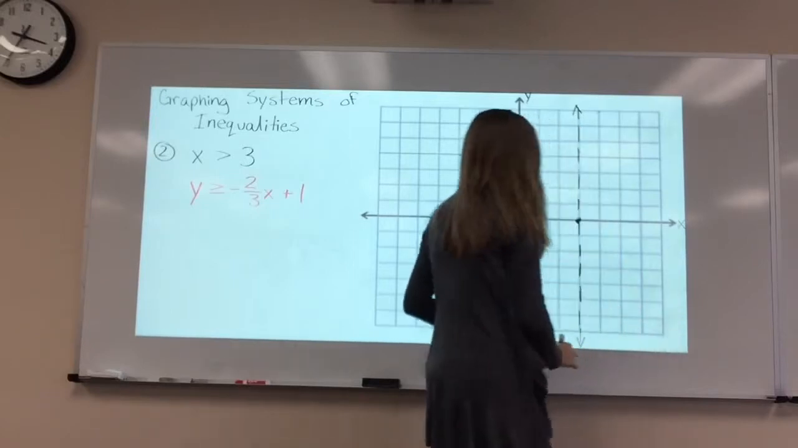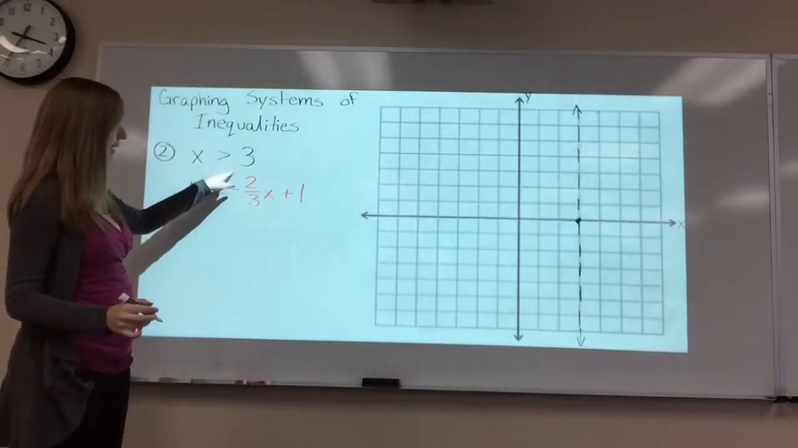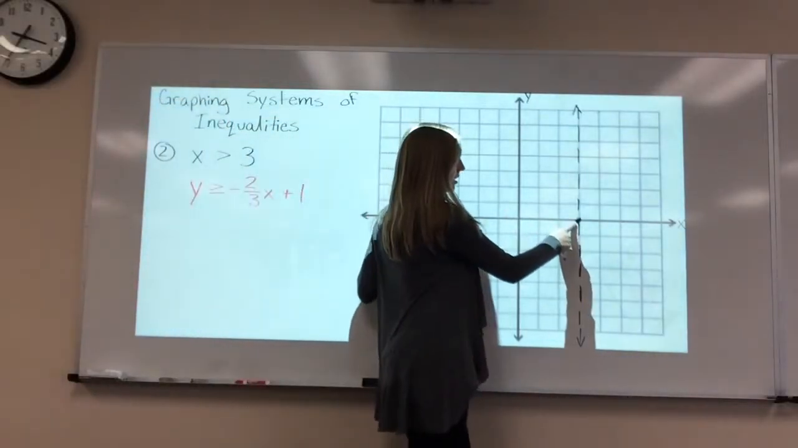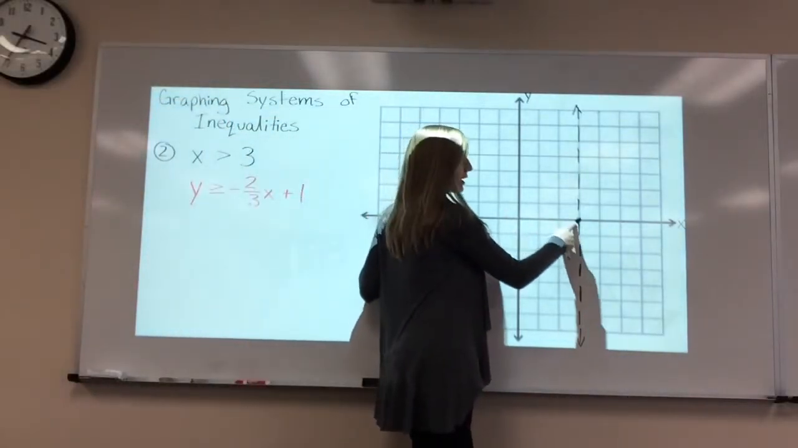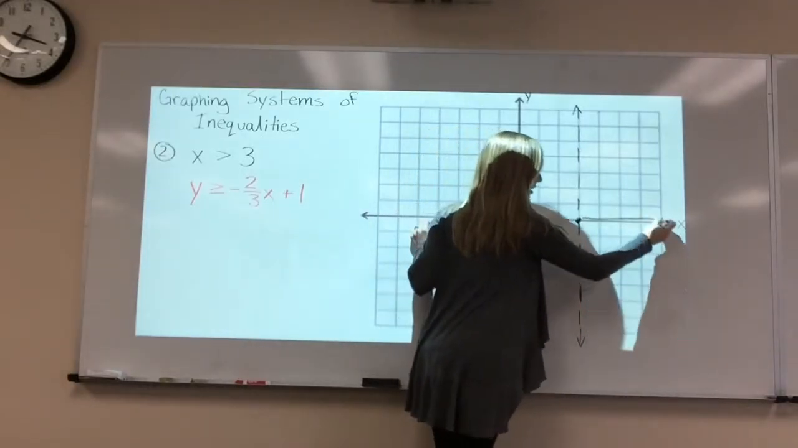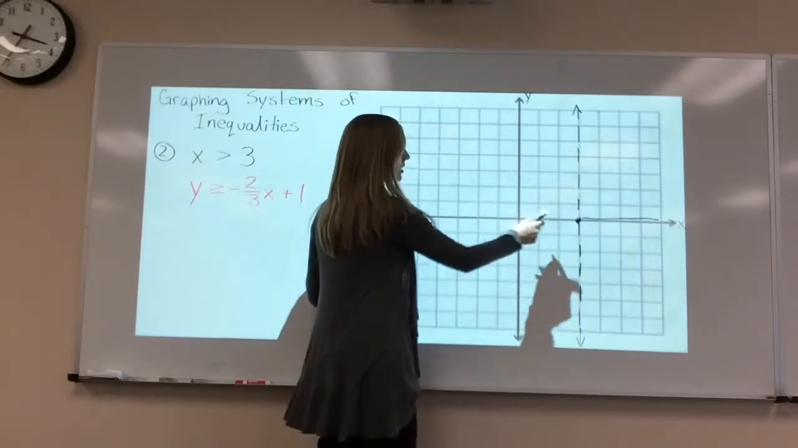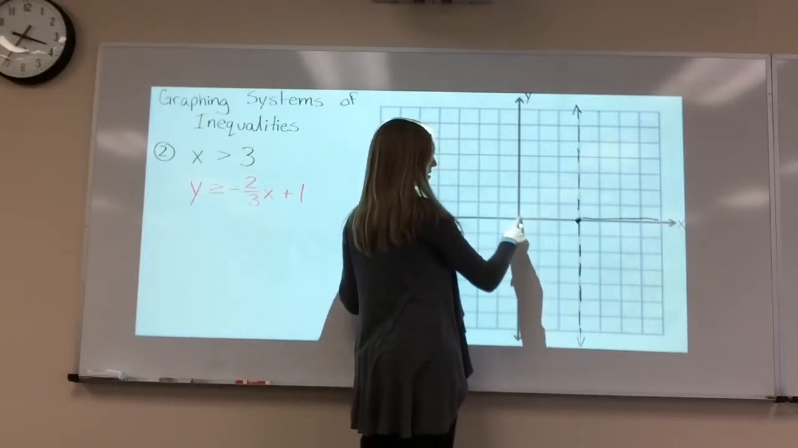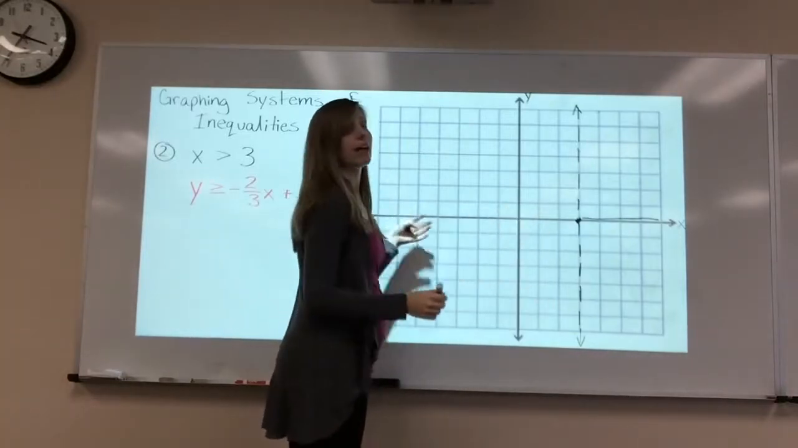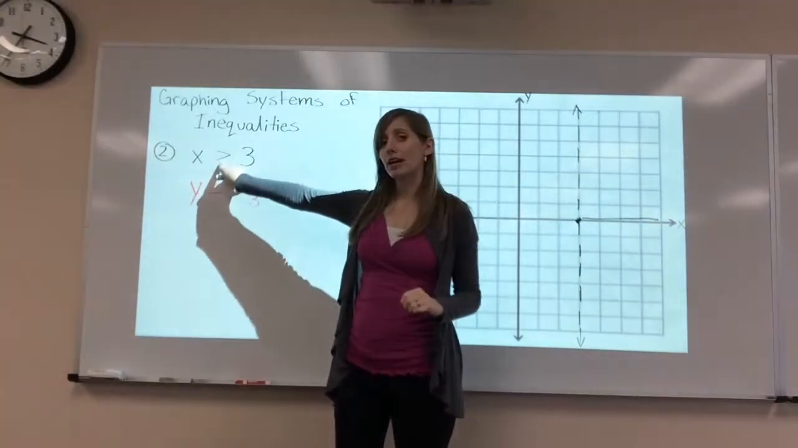Now I need to do my shading, okay? It says x is greater than 3. Well, if x is 3 here, then to be greater than 3, we must go to the right, this direction. If we go to the left, our x's are getting smaller: 2, 1, 0, -1, -2, and so forth. The further you move left, the smaller they get. I don't want smaller, I want greater.